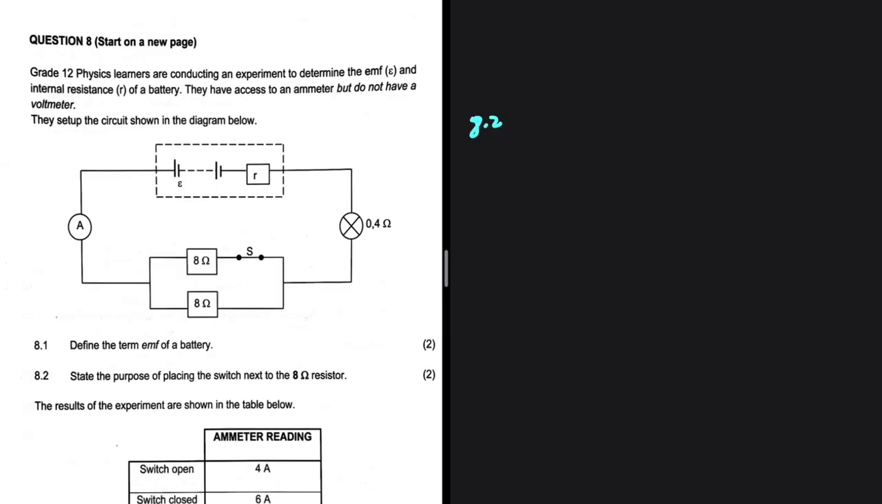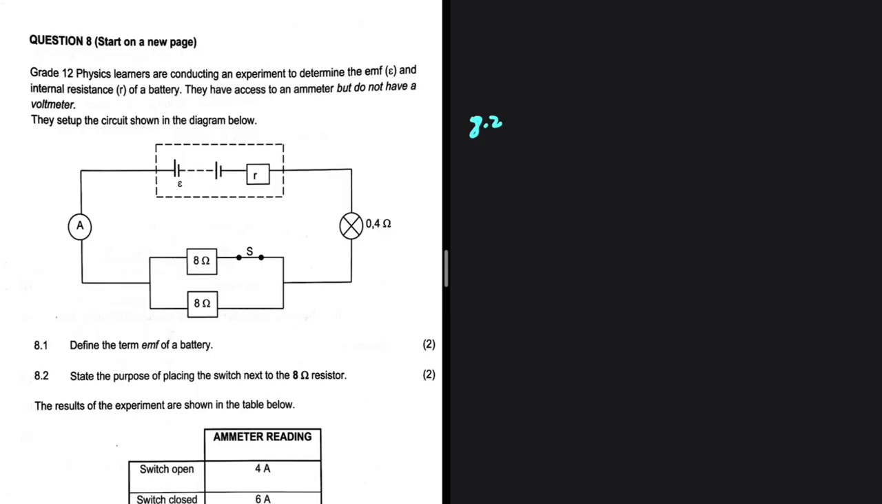So grade 12 physics learners are conducting an experiment to determine the EMF and internal resistance of a battery. They have access to an ammeter but do not have access to a voltmeter. They set up the circuit shown in the diagram below. That is the information we have. Let's go back to our equation again.